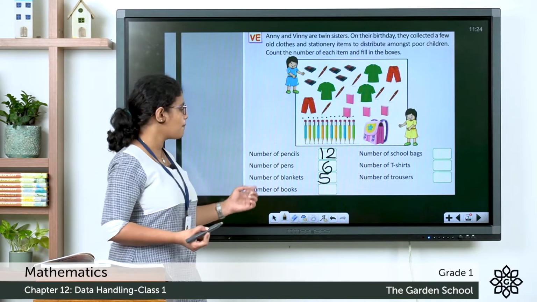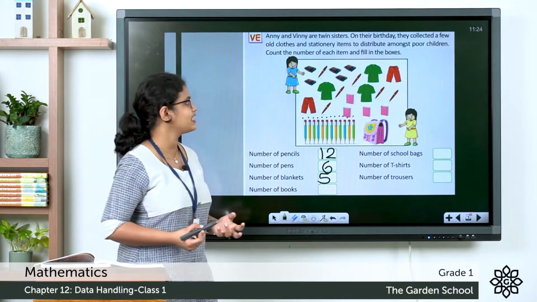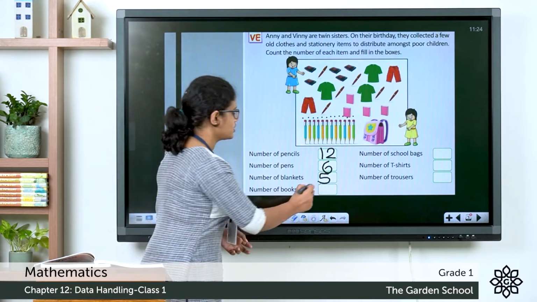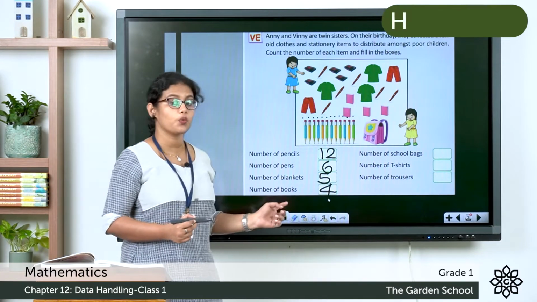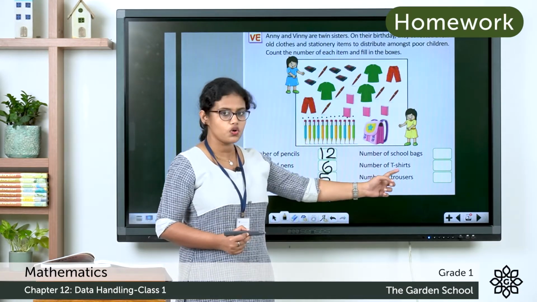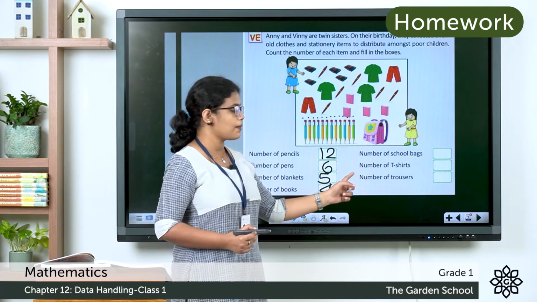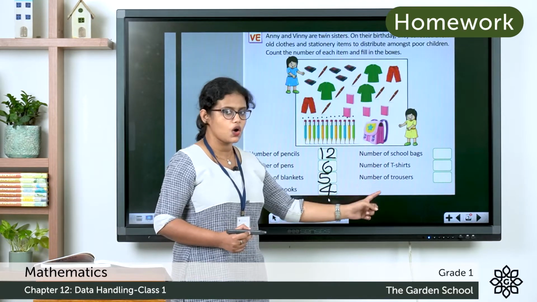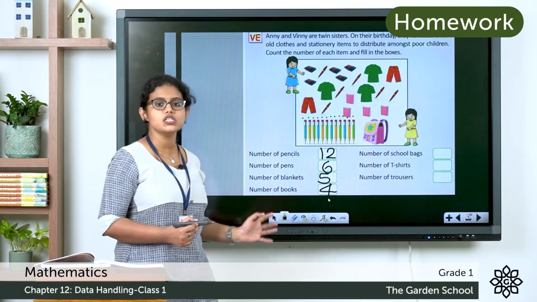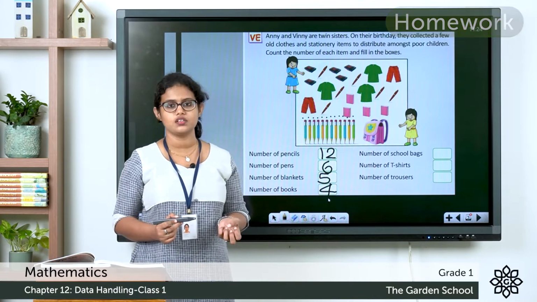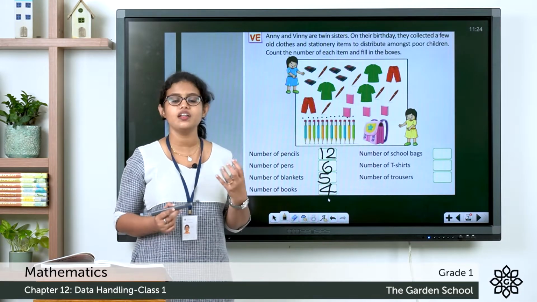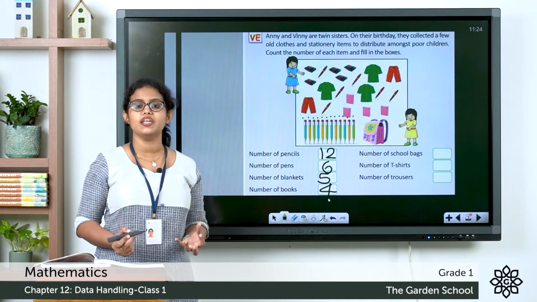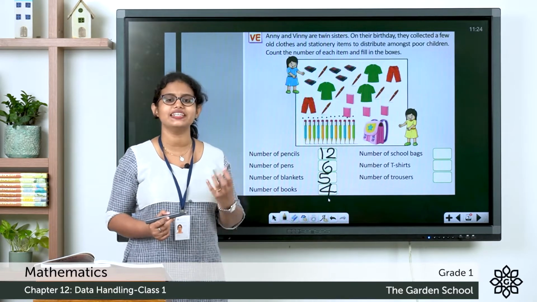Then number of books. How many books are there? 1, 2, 3, 4. So there are 4. You can write it here, 4. Likewise, you have to count the number of school bags, then write in the box. Then number of t-shirts, you have to count and write. Number of trousers, you have to count and then write. So this is called data handling. With this information, you are recording and gathering this information and presenting them in a meaningful manner. That is called data handling.